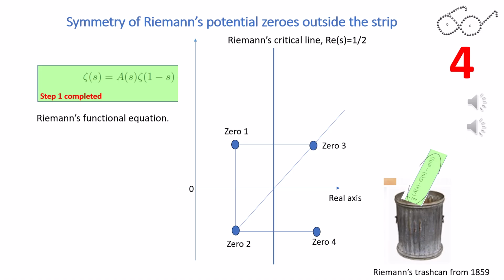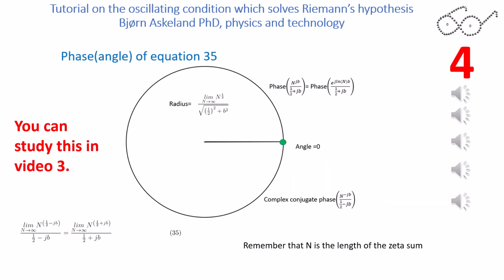But the solution is in the trash can. Riemann's functional equation can only conditionally have zeros on the critical line. That's why I claim that Riemann's analytic theory never can explain his hypothesis that all zeros are on the critical line. Let's study the condition in the trash can, which can be expressed as equation 35 in my proof.